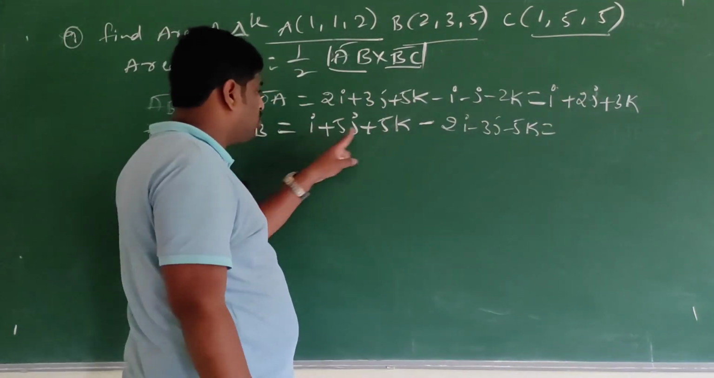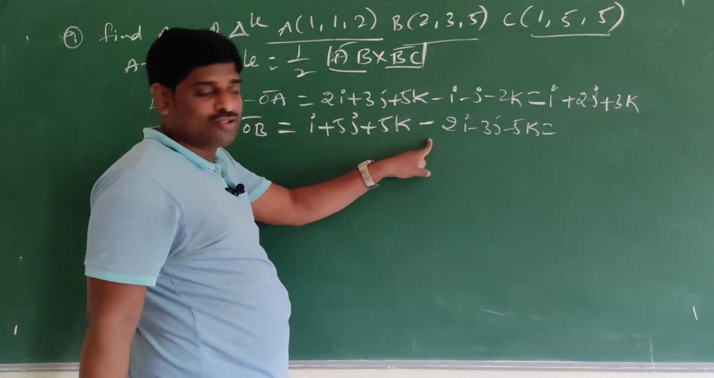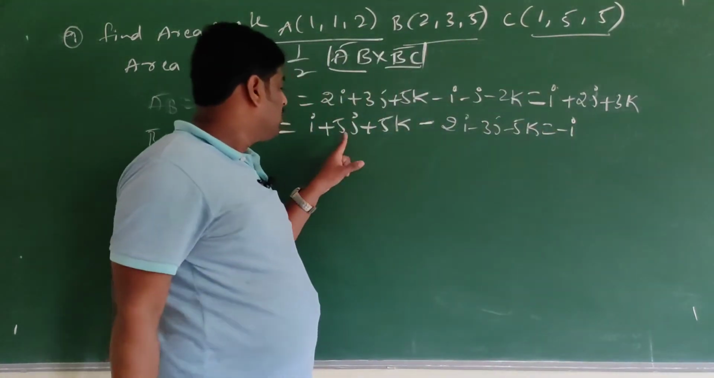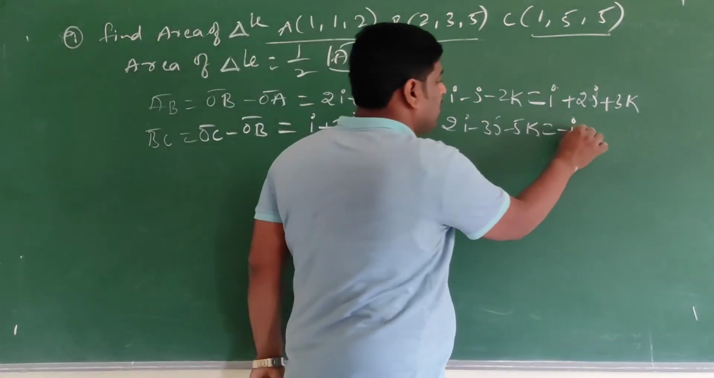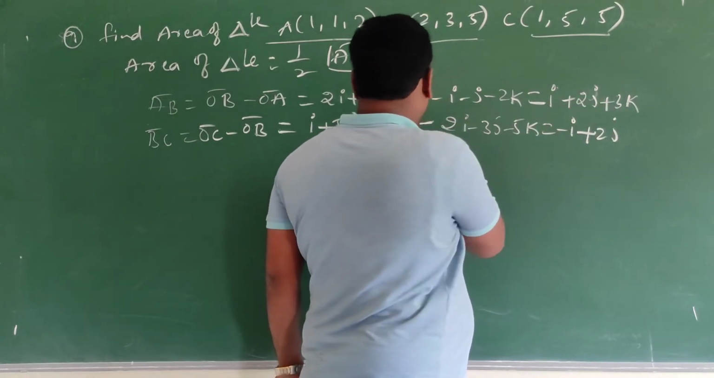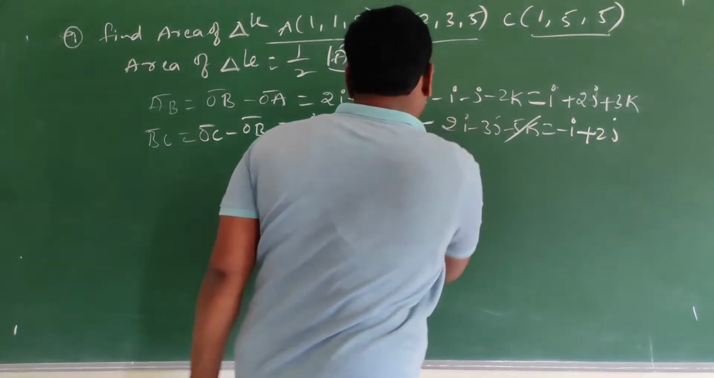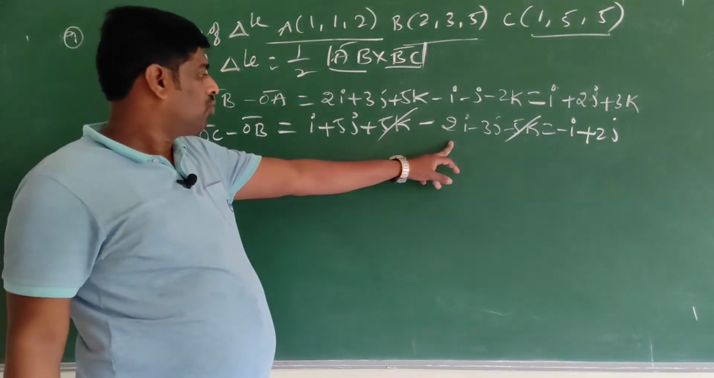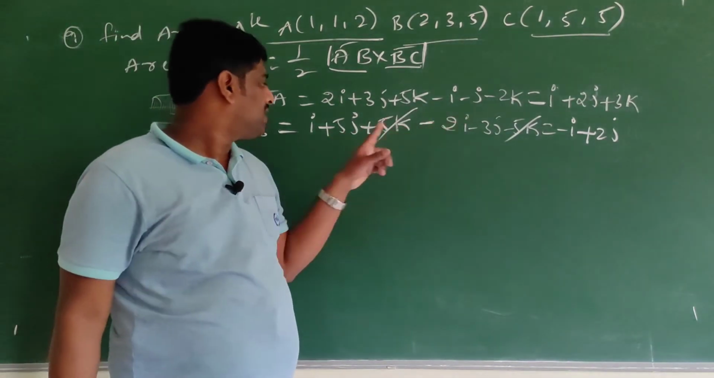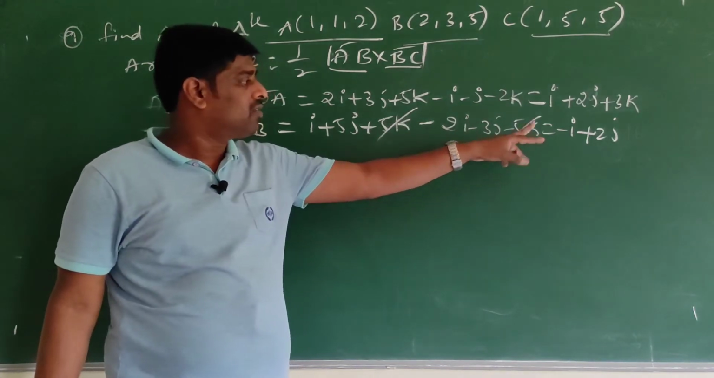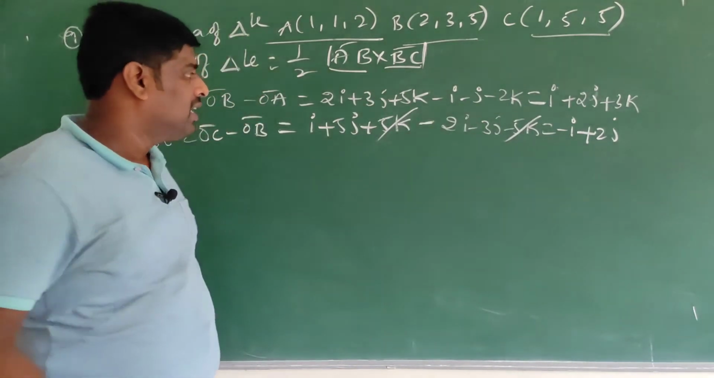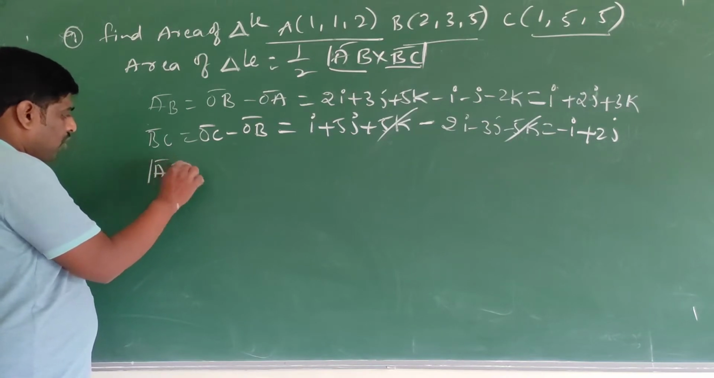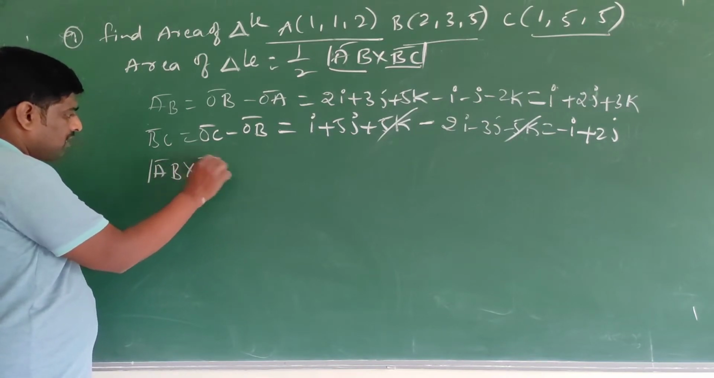2 minus 2I plus I is minus I. 5J minus 3J is plus 2J. 5K minus 5K gets cancelled. Okay, clear? That is minus 2I plus I is minus I. 5J minus 3J is 2J. 5K gets cancelled. Now I have to find the magnitude of AB bar cross BC bar.